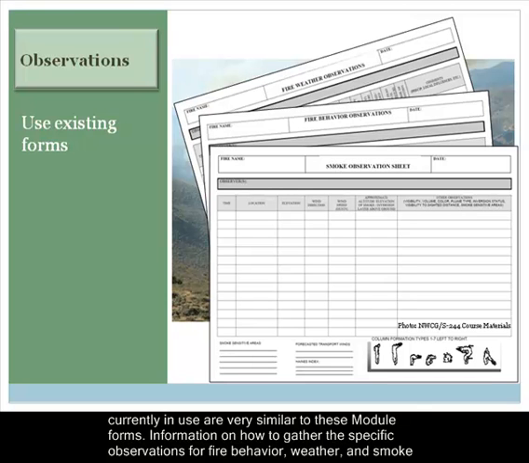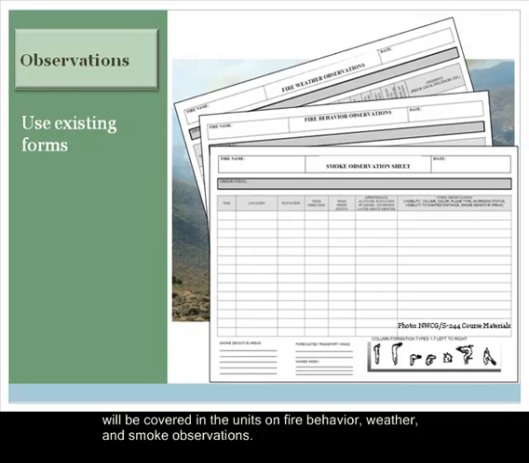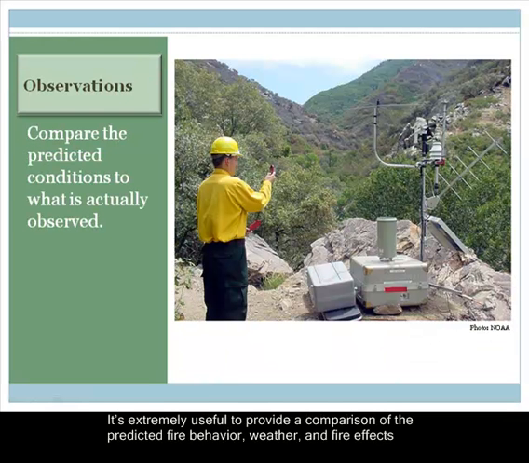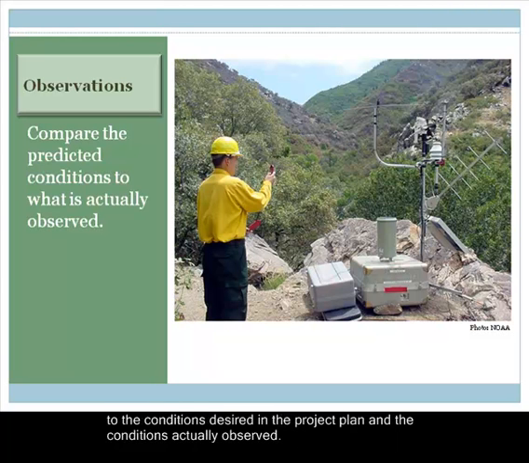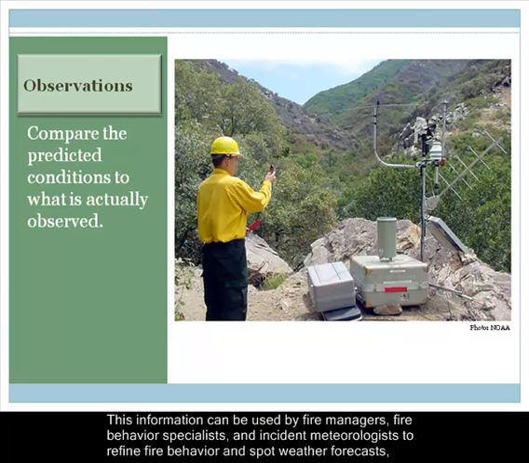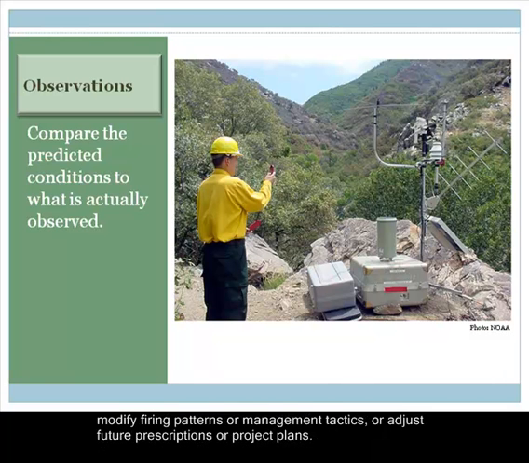Information on how to gather the specific observations for fire behavior, weather, and smoke will be covered in the units on fire behavior, weather, and smoke observations. It is extremely useful to provide a comparison of the predicted fire behavior, weather, and fire effects to the conditions desired in the project plan and the conditions actually observed. This information can be used by fire managers, fire behavior specialists, and incident meteorologists to refine fire behavior and spot weather forecasts, modify firing patterns or management tactics, or adjust future prescriptions or project plans.